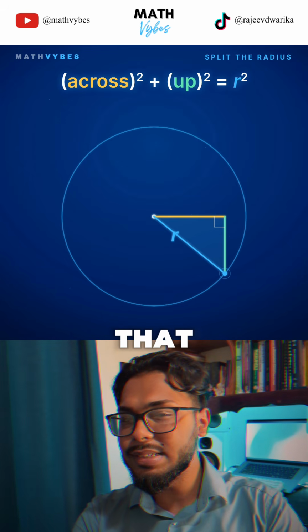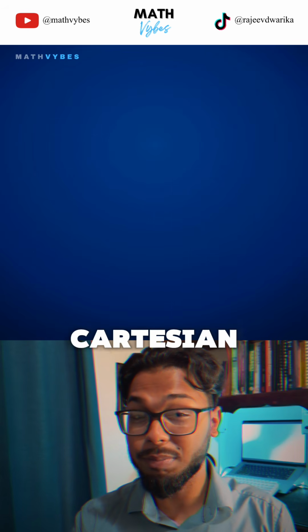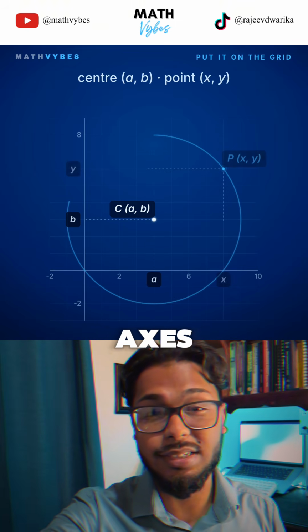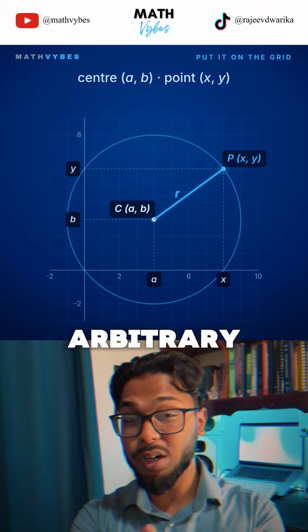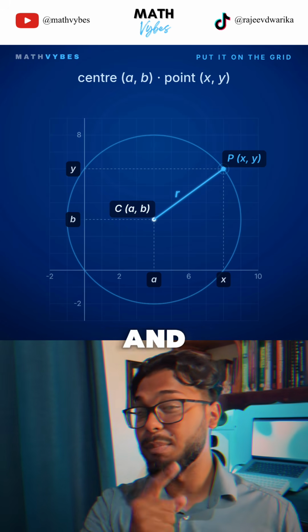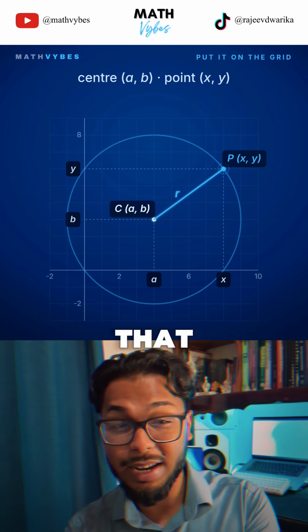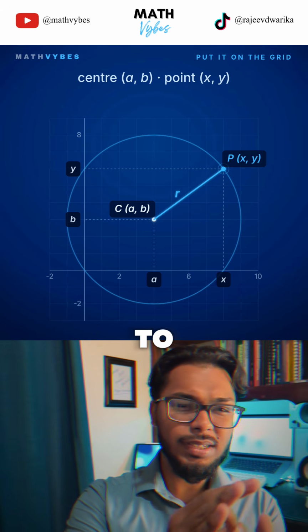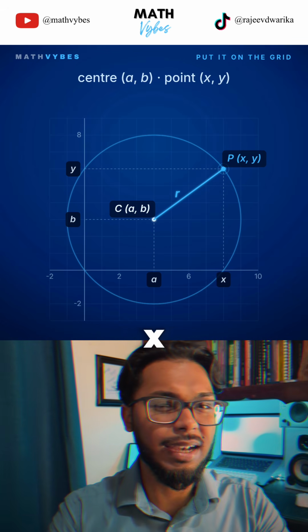So now we're going to take that circle and we're going to put it on the Cartesian plane, which is a fancy name for xy axis. So let's consider an arbitrary center (a, b) and a point on the circumference. We call that (x, y). So if you want to look at this, let's look at the x-axis first.